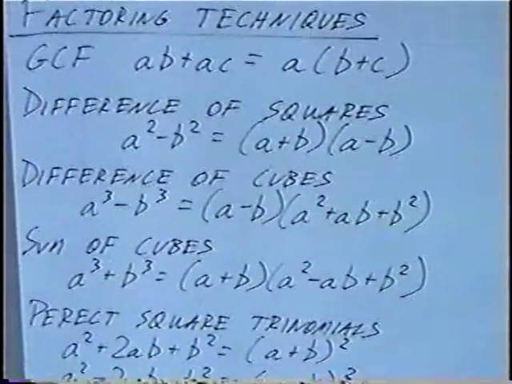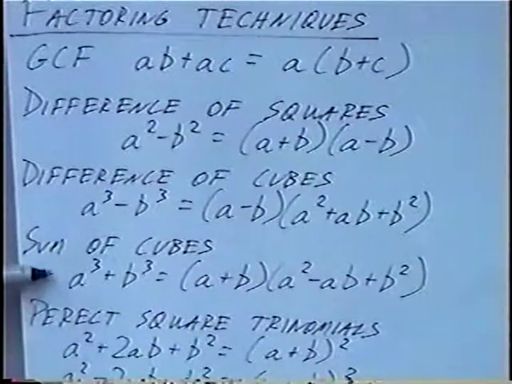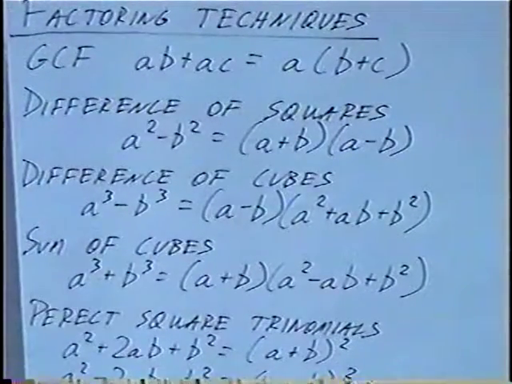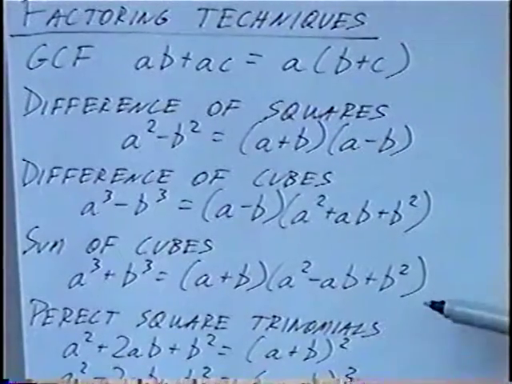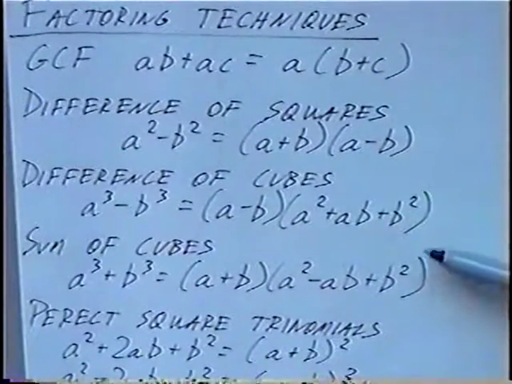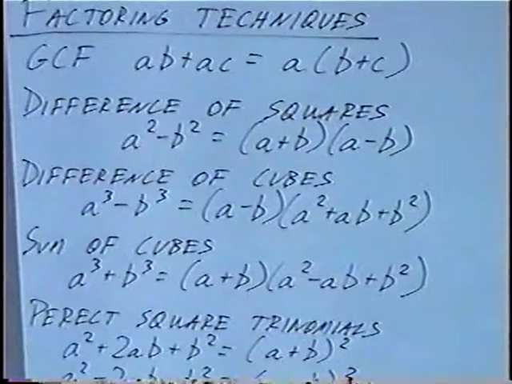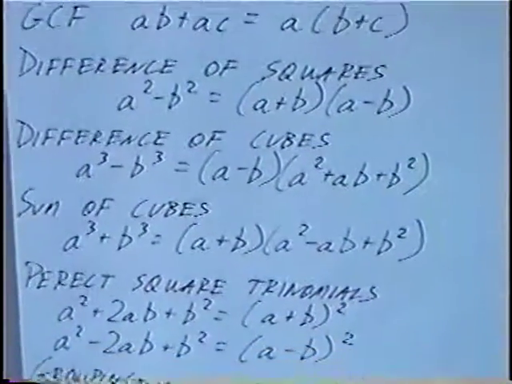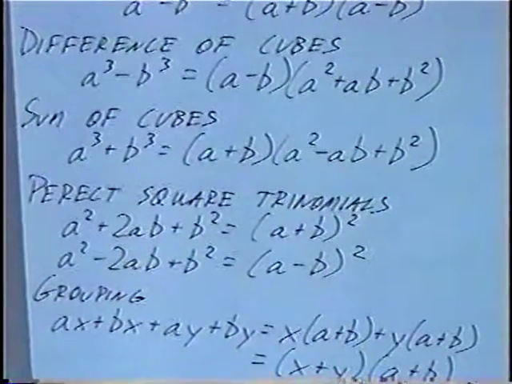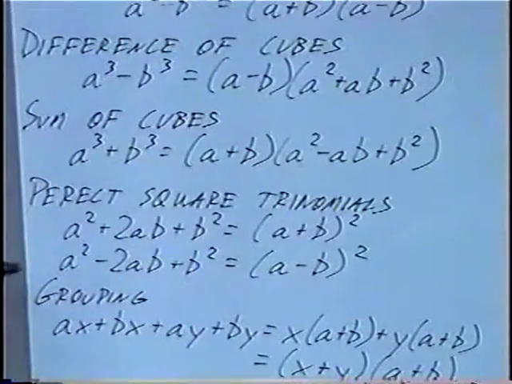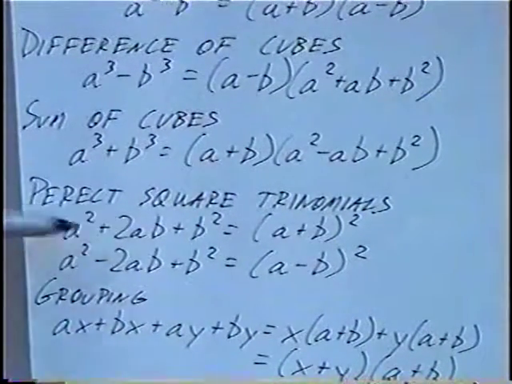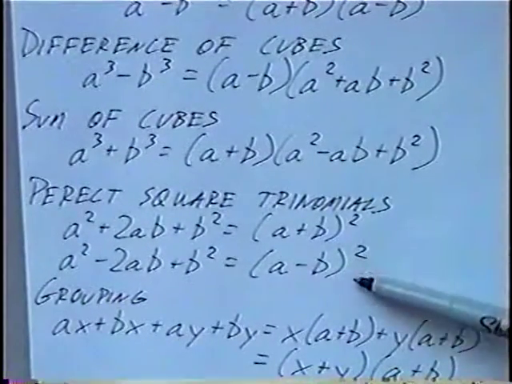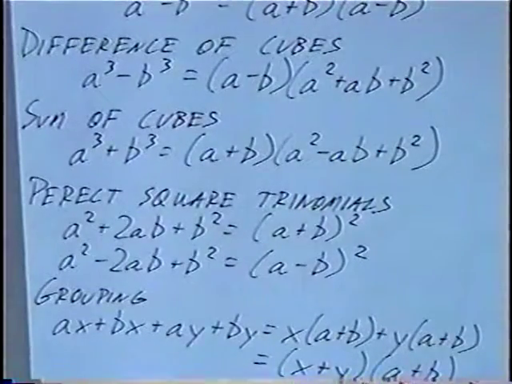Sum of cubes is similar to difference of cubes, but it's the addition of two perfect cubes. Again, taking the cube root, we'll have a plus b for the first parentheses. The second parentheses, the trinomial, is exactly the same as the difference of cubes. The only difference is you have minus ab instead of plus ab. Perfect square trinomials. If you have a perfect square trinomial with a squared and b squared, and the middle term is either positive 2ab or minus 2ab, you can factor that into one factor squared, either a plus b or a minus b.